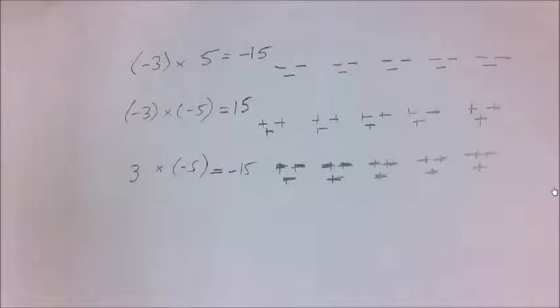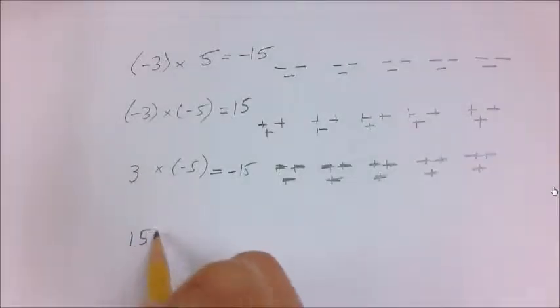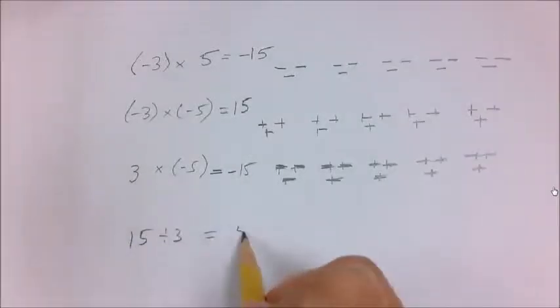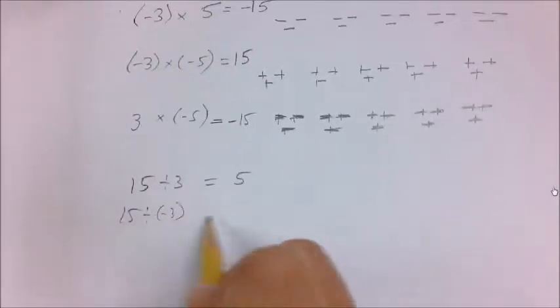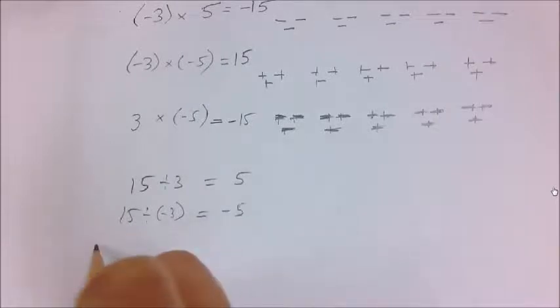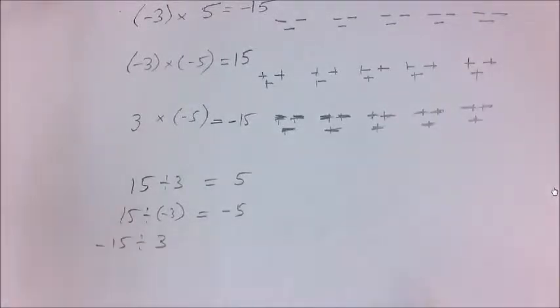So remember, only multiplication, and also for division. So the rule applies. So 15 divided by 3, two positives, the answer is positive. 15 divided by negative 3 is negative 5. Negative 15 divided by 3 is negative 5.